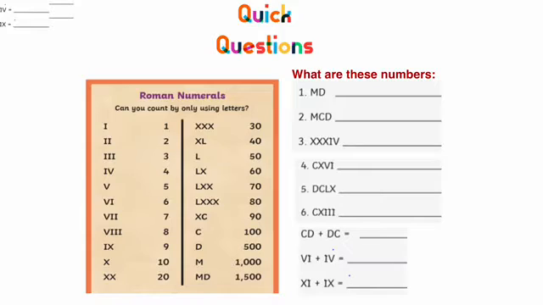The last three questions ask you to add certain Roman numerals together. So you have to figure out what the Roman numerals are, convert them to numbers, add the numbers together, and then convert them back, if you can, into Roman numerals. But we'll take either answer.